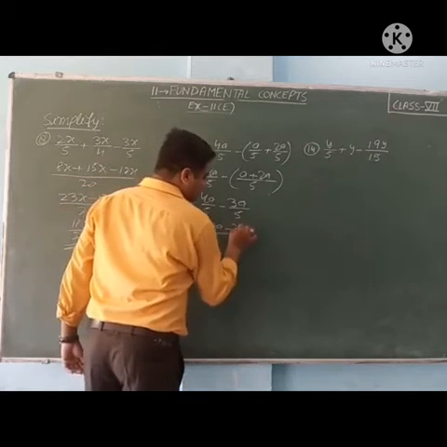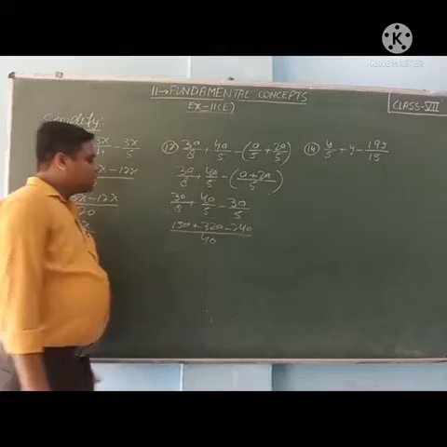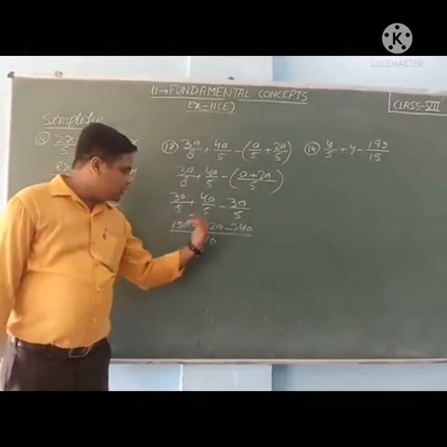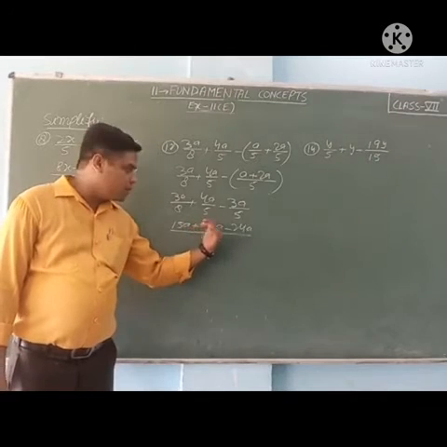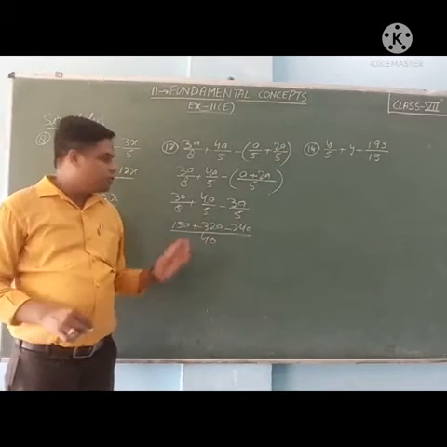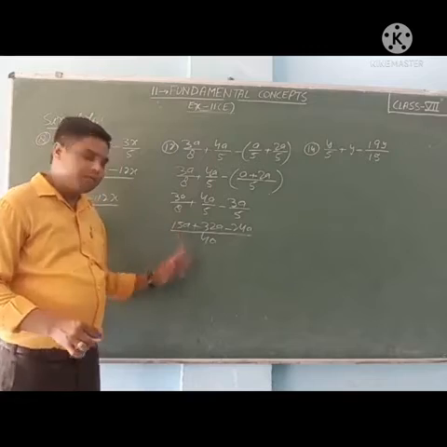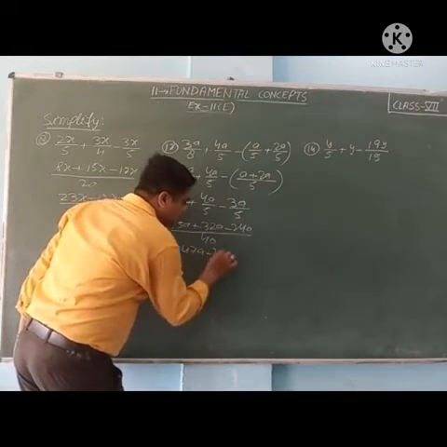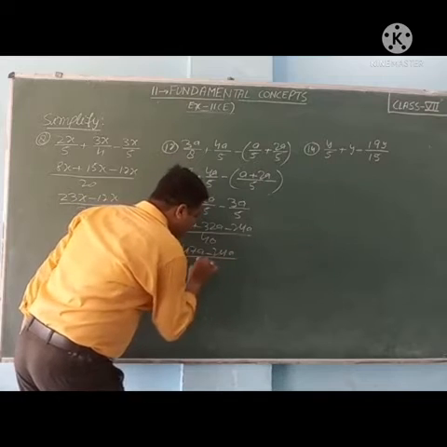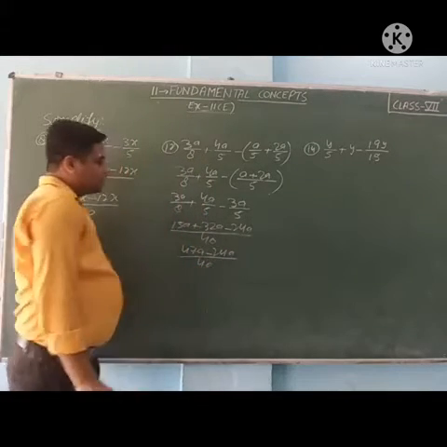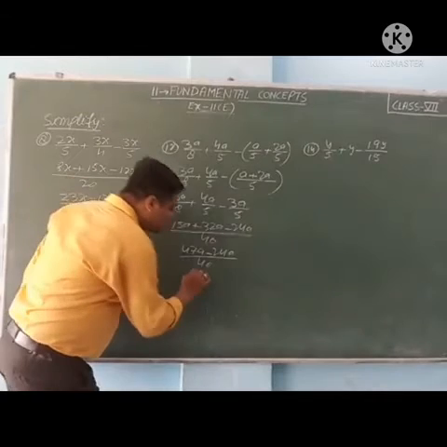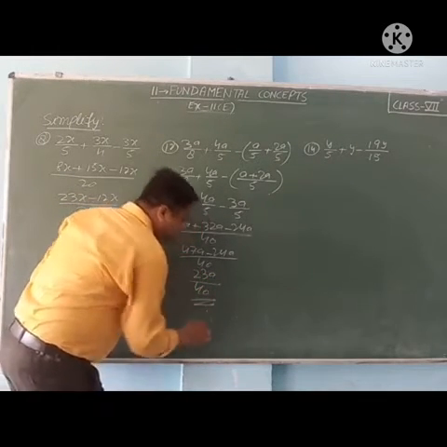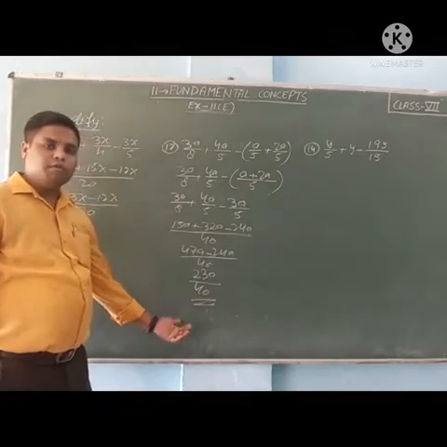8 3s are 24a. Now see the positive or negative terms. So 15a and 32a are positive, minus 24a is negative. So we will add both the positive. It will come 47a minus 24a upon 40. So 47a minus 24a is 23a upon 40. So students, the answer is 23a upon 40.